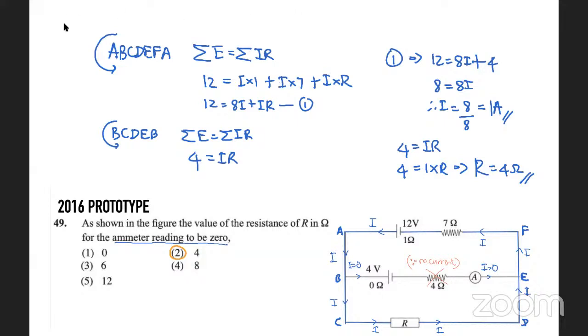So, if they have mentioned the reading of an ammeter is 0, you can just mark the current through that path as 0. That's all. Mark the current through that path as 0, and you will definitely have one unknown I, and then they have given another unknown resistor. So, two unknowns, get two equations and do it.